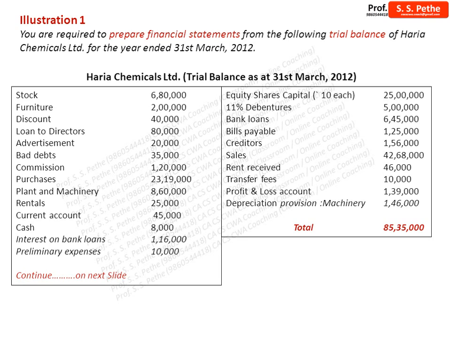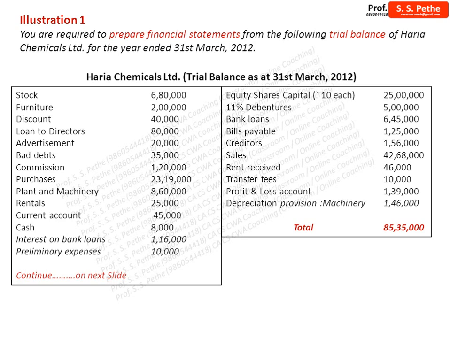31st March 2012. यहाँ पर आपको जो फाइनेंशियल स्टेटमेंट बनानी है वो कंपनी की बनानी है, पार्टनरशिप फर्म की नहीं बनानी है, प्रोप्राइटर की नहीं बनानी है. तो you should know the Schedule 6 of the Companies Act. The formats of balance sheet and profit and loss accounts are given in the Schedule 6 of the Companies Act. So we will see later on what are the schedules.